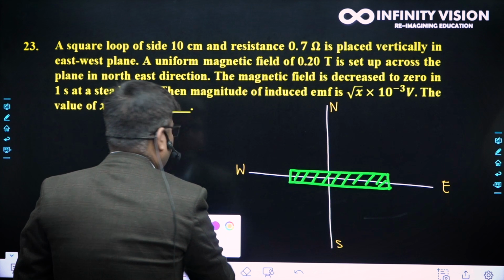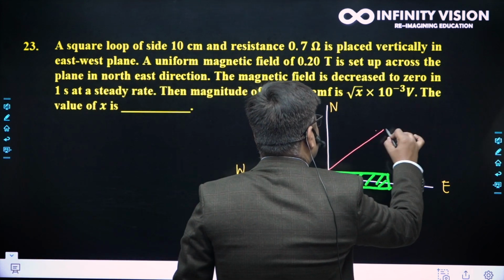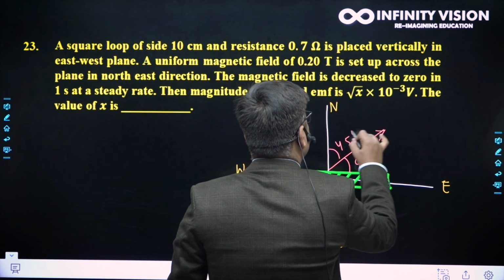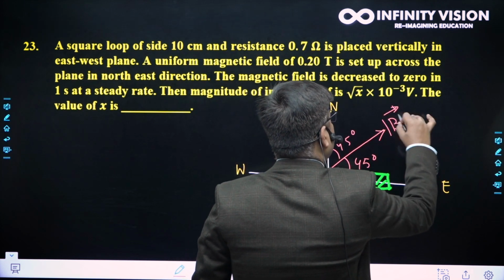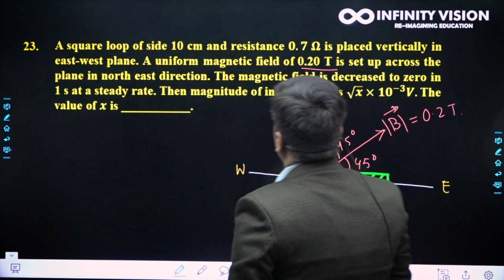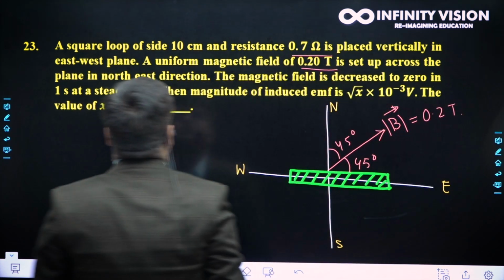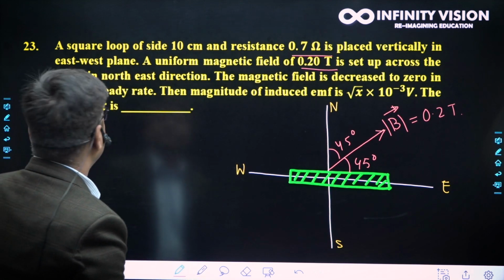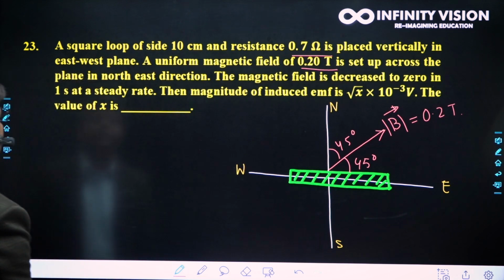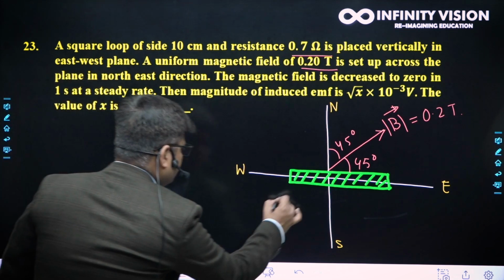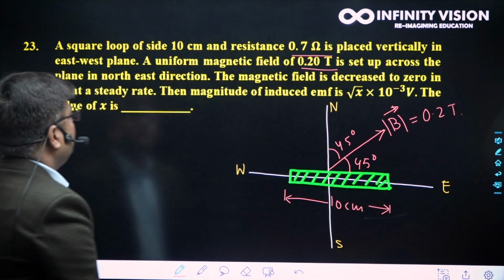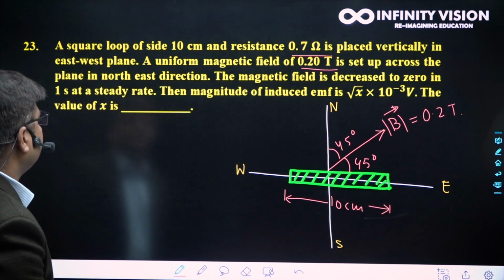Now the magnetic field that they have applied is in the direction of northeast, meaning 45 degrees from here and 45 degrees from here, and the value of B is given in the question as 0.2 Tesla. The loop is placed vertically in the east-west plane. A uniform magnetic field of 0.2 is set up across the plane. The dimension of the square loop is 10 centimeter. The magnetic field is decreased to 0, and it is stated that we need the magnitude of EMF.